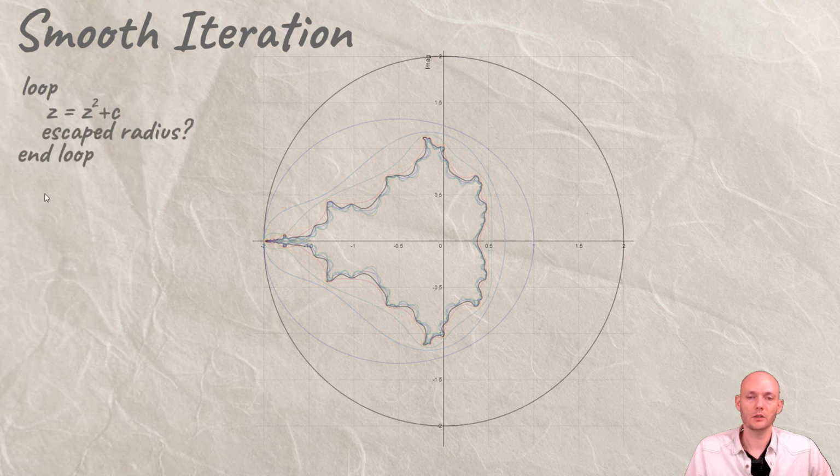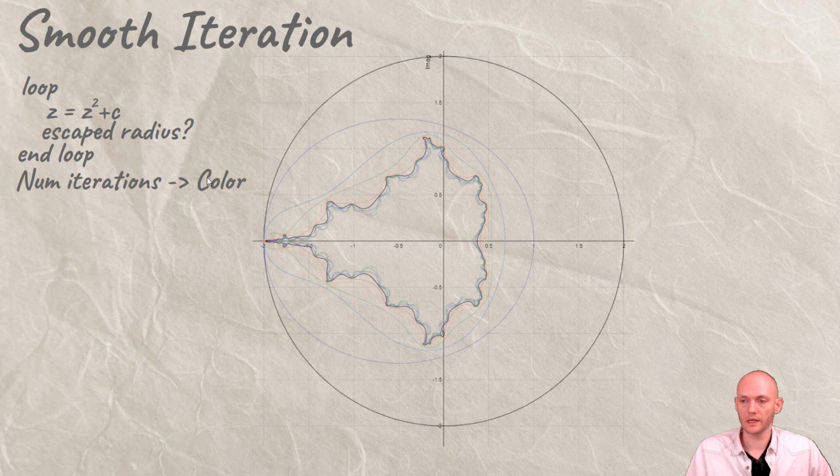So basically we have a loop. Inside of the loop we do our magic, z equals z squared plus c. Then we check at every step of the way how far we are from the origin. And if we're past the escape radius, which in this case is 2, which is the outer circle here, then we jump out, and then we take the number of times it took, so the number of times we went through the loop, and we turn that into a color.